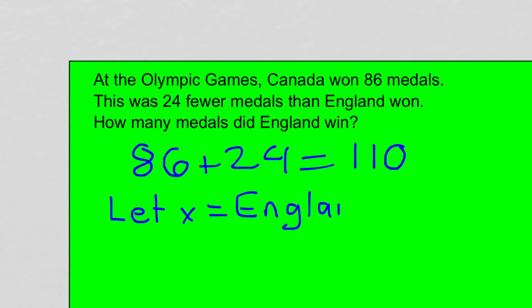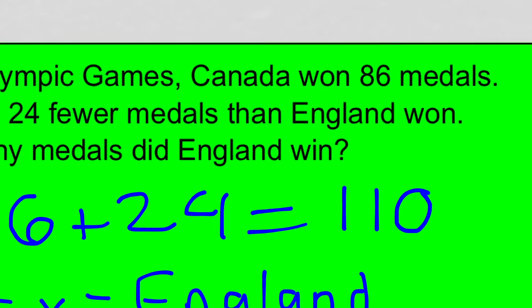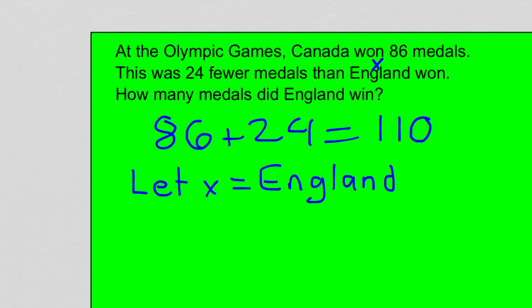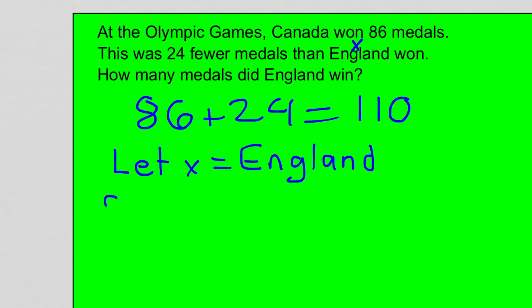So that means anytime you see England in the word problem, that would be X. So the problem says, at the Olympic Games, Canada won 86 medals. This was, is sort of a version of is, so equals 24 fewer medals than England, and England's X. So 24 fewer than X. Well, 24 fewer than X would be X minus 24.